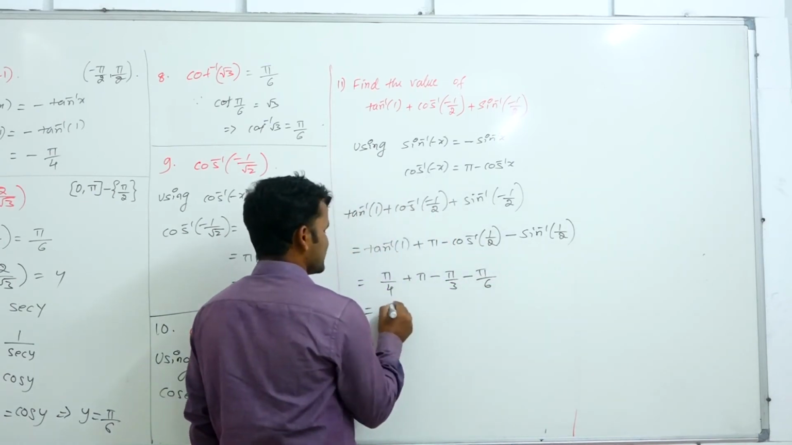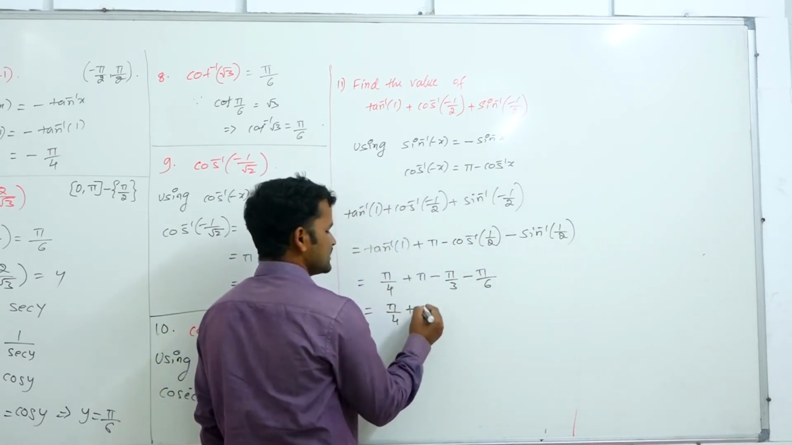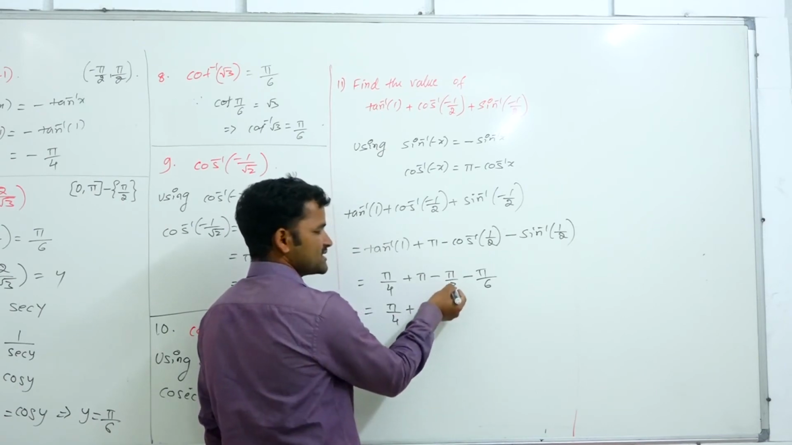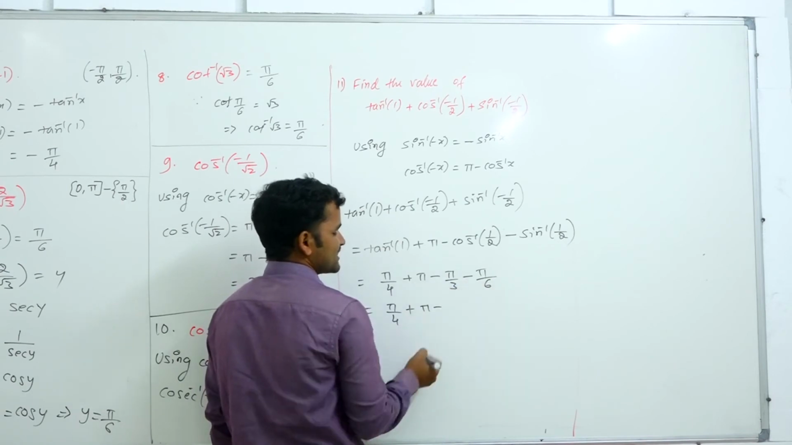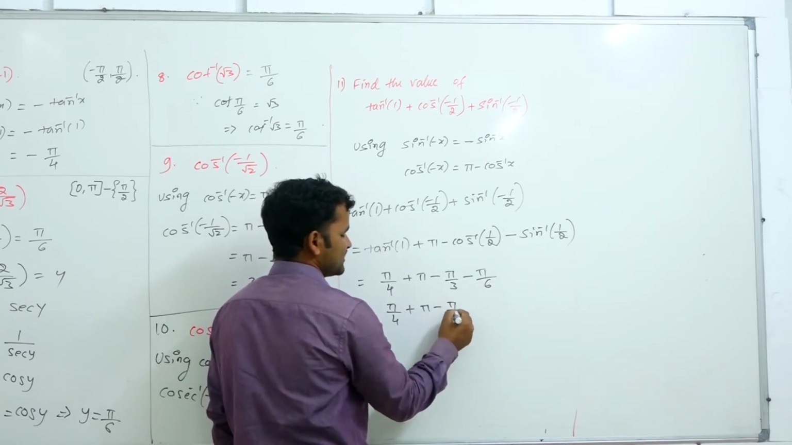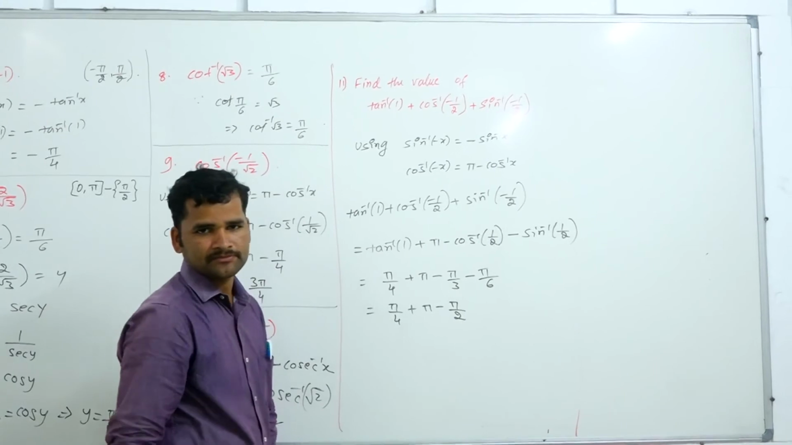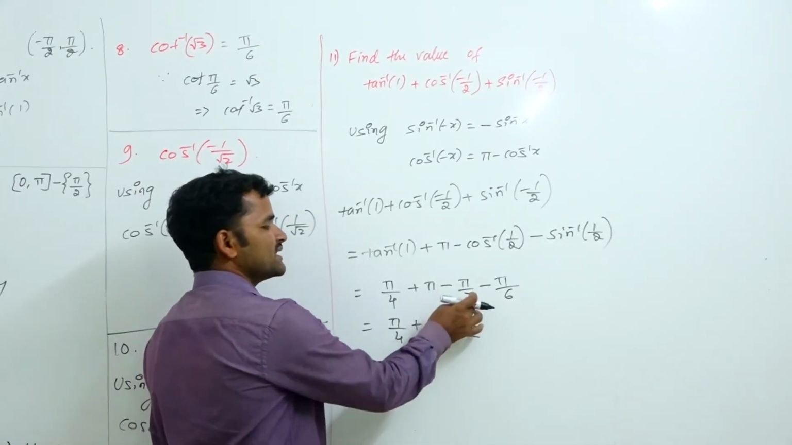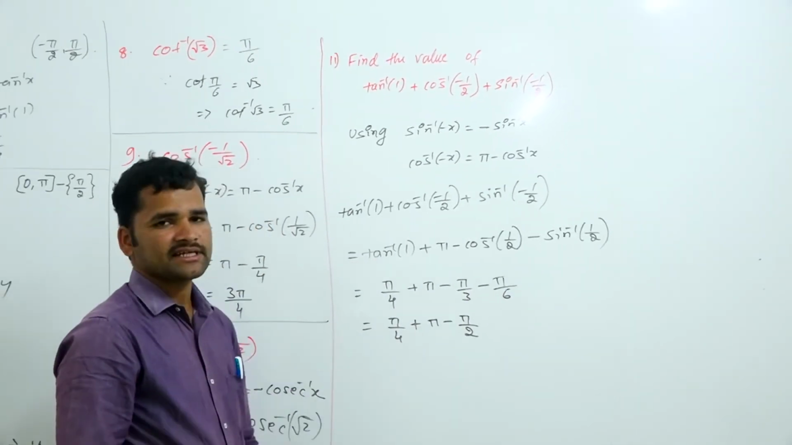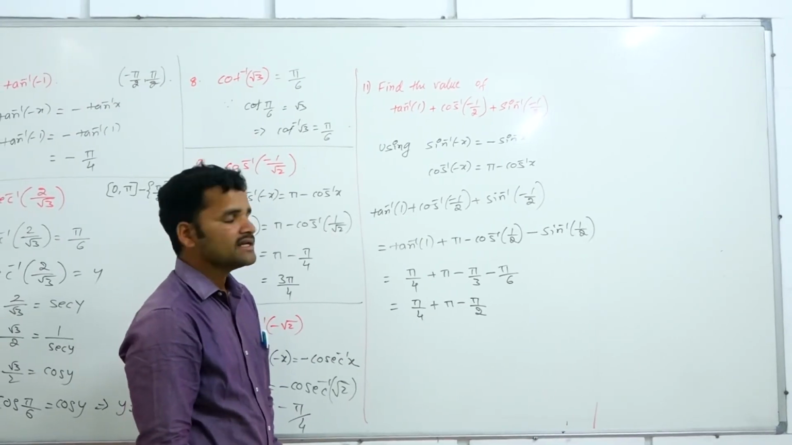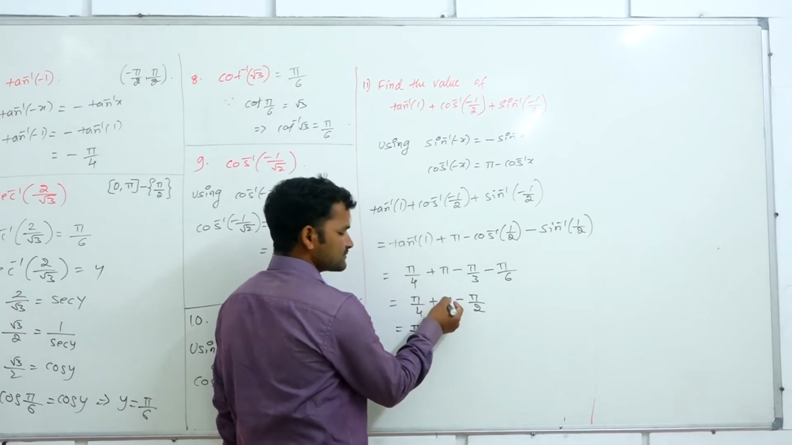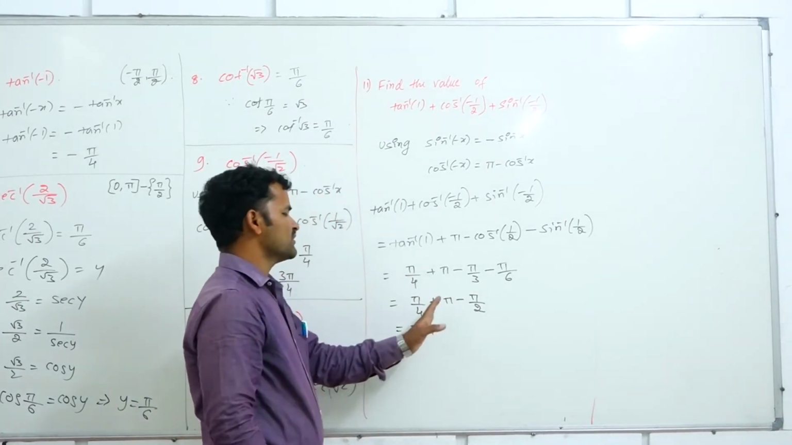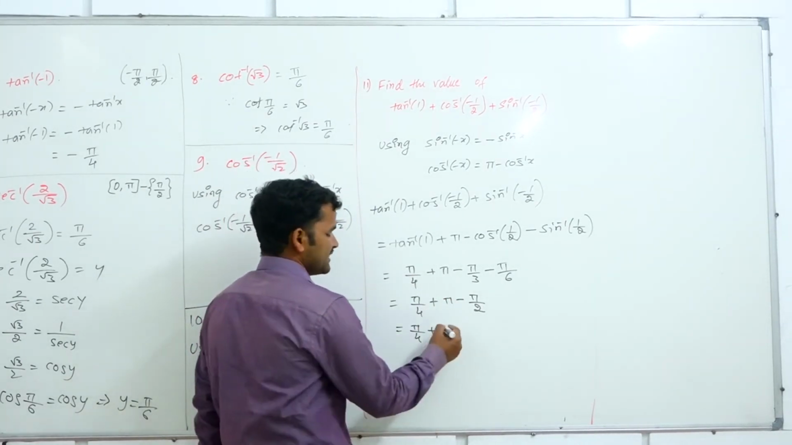We will simplify it now. Pi by 4 plus pi minus, this is 60 degrees and this one is 30 degrees. 60 plus 30 is nothing but 90, pi by 2 I can write. Very simple to evaluate, 30 degrees plus 60 degrees, with the minus taken common there, is 90 degrees. Fine. Now pi by 4 plus, pi means 180 degrees, 180 minus 90 is 90.